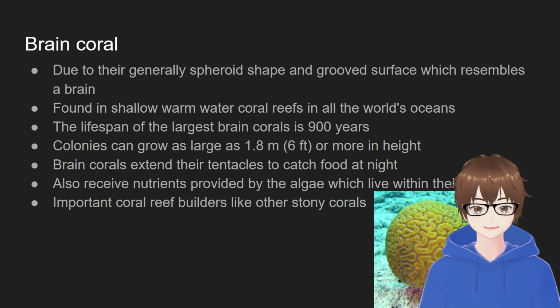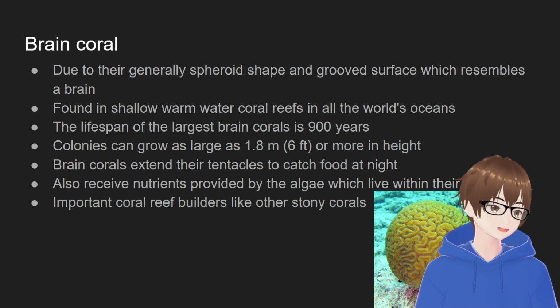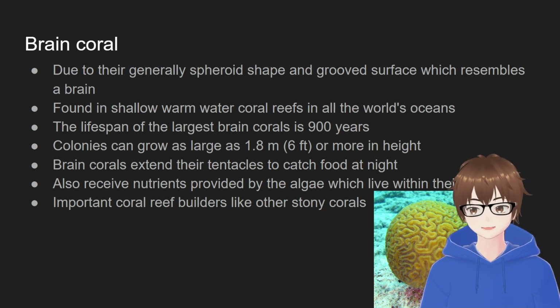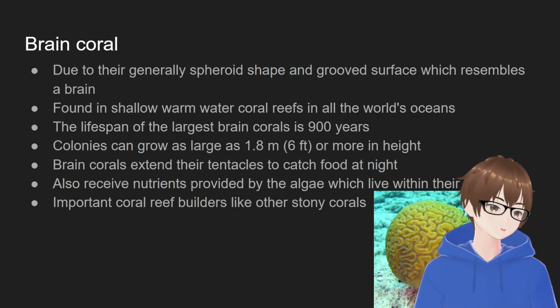They are found in shallow, warm water coral reefs in all the world's oceans. The lifespan of the largest brain corals is around 900 years, so they can live a very, very long time. Colonies can grow as large as 1.8 meters or 6 feet or more in height. Brain corals extend their tentacles to catch food only at night, but also receive nutrients provided by the algae which live within their tissues. These brain corals are important coral reef builders because they are stony corals, so they are a nice building block for other corals to build onto.